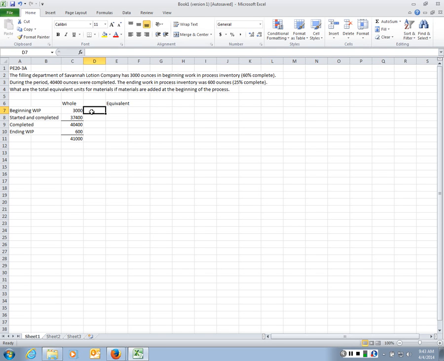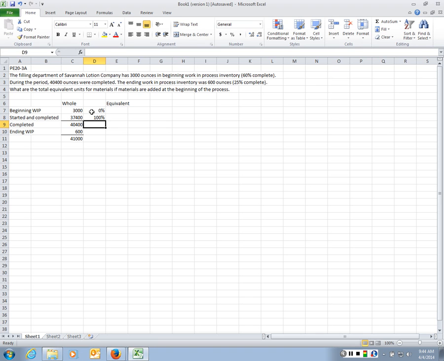All right, so let's start with beginning work in process. Like I said, these units were started last period, and we're going to finish them now. So if materials were added at the beginning of the process, they would have gotten all their materials when they were started last period. So now we're going to do 0%. We're not going to give them any more because they got all their materials when they started. All right, started and completed. Well, we started them this month and completed them this month. So they're getting 100% of their materials this month.